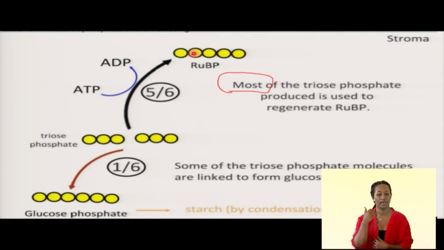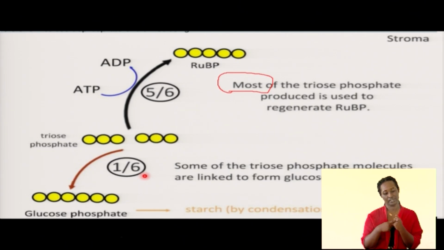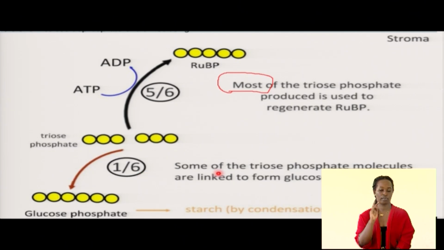Now, the 1 out of 6, the remaining component, some of that. I love this. I don't know whether you really don't see it. This is 1 out of 6, some, a little of it. That's what it actually means.